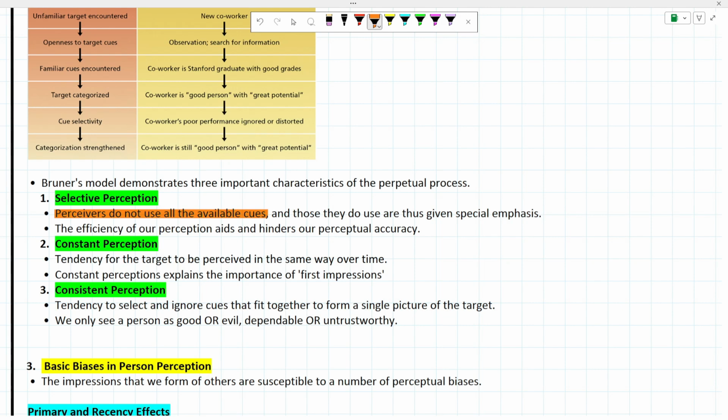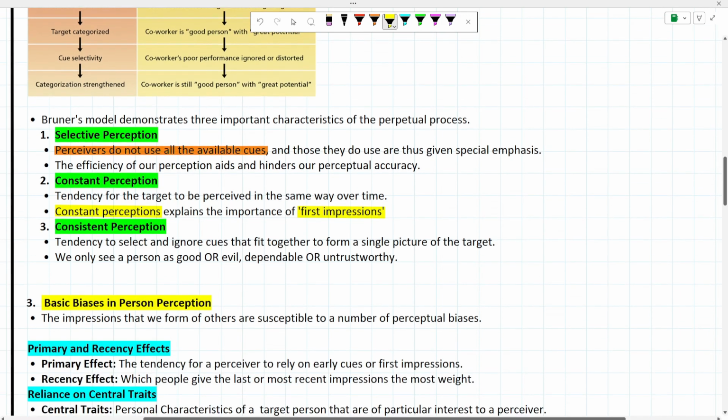Constant perception, the tendency for the target to be perceived in the same way over time. Constant perception explains the importance and the value of first impressions. I'll highlight that. Constant perception is pretty much what first impressions are, and the importance of having a good first impression. Consistent perception, the tendency to select and ignore cues that fit together to form a single picture of the target. We only see a person as good or evil, dependable or untrustworthy. So I'll highlight that.